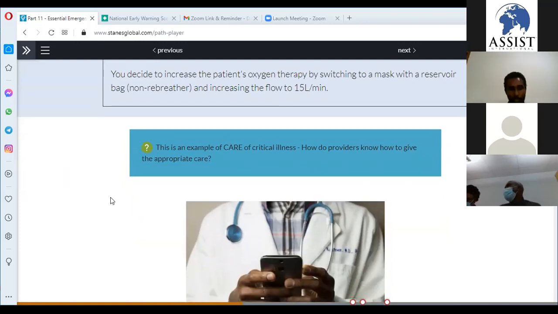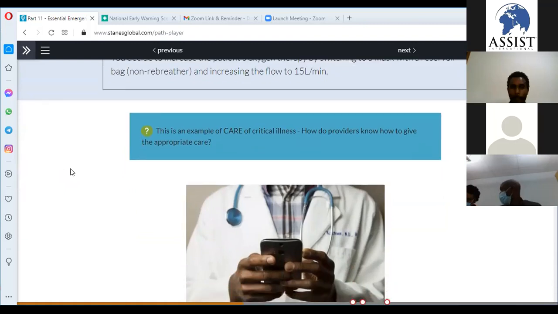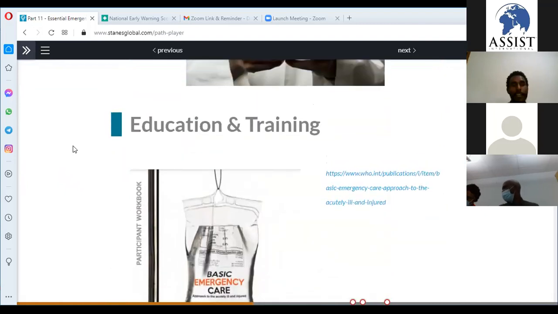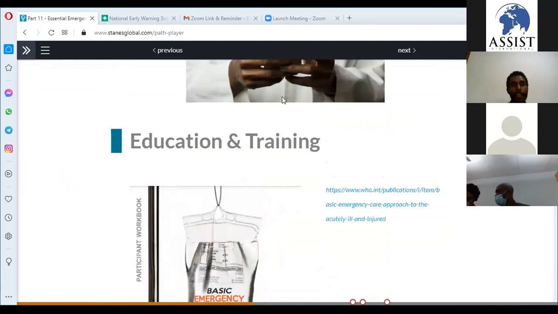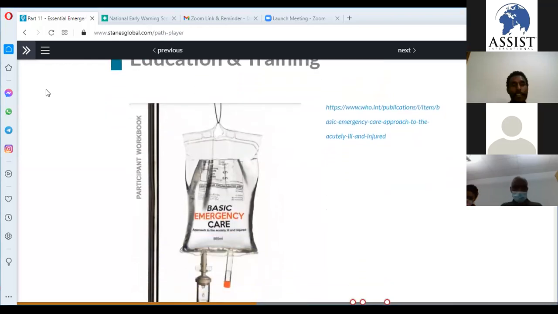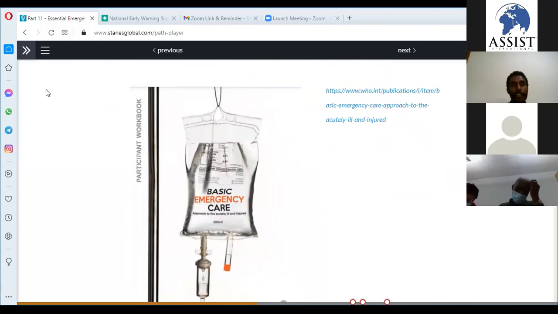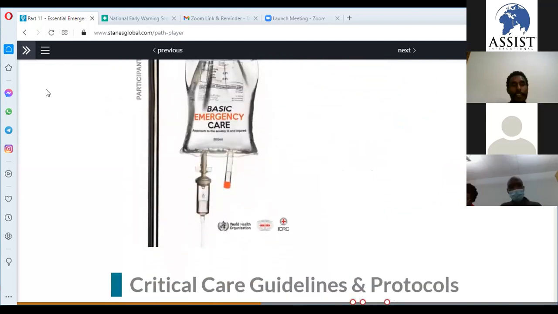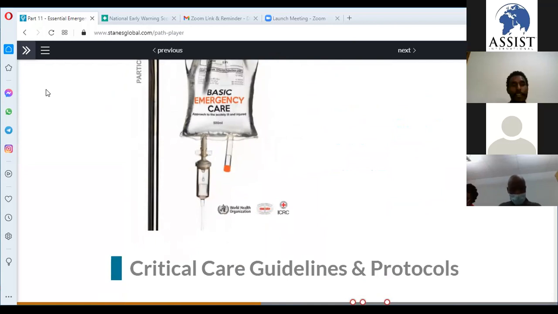So the question is, how can you know what treatment or what further care is required for the patient? So the issue of education and training comes here. After identifying the patient, how to proceed with the patient's care needs ongoing and continuous updates in terms of knowledge, in terms of skills, and if there are any updates and guidelines developed.